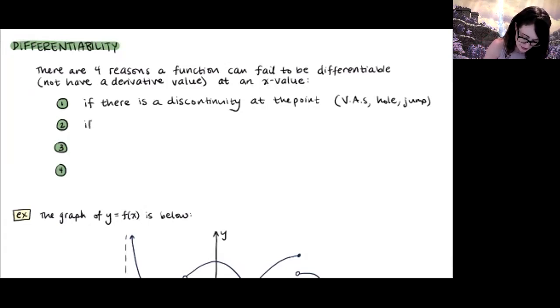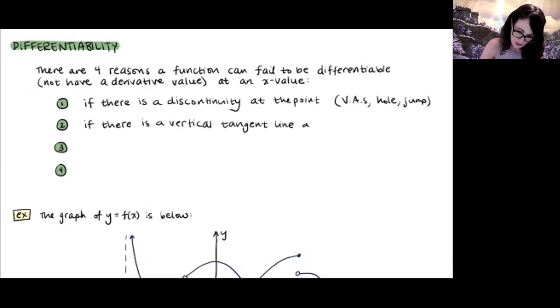The second reason is if there is a vertical tangent line at the point. Now this is not a vertical asymptote. This is a vertical tangent line. So we kind of saw that in the previous example, except the function kind of stopped, which is, yeah, I guess we could call the previous example one of these cases. But in general, this might look like where the function is just vertical at a point.